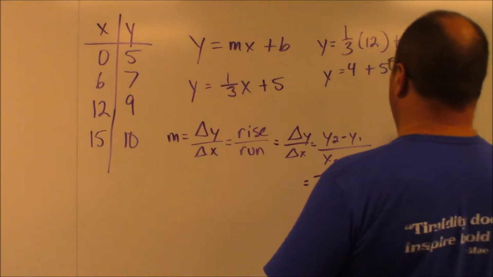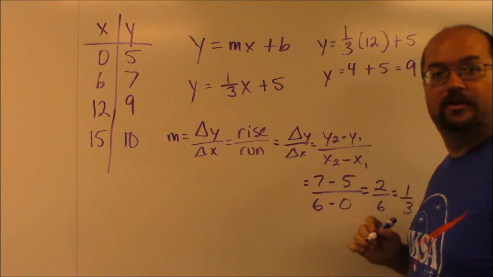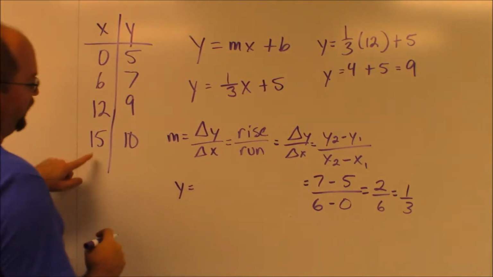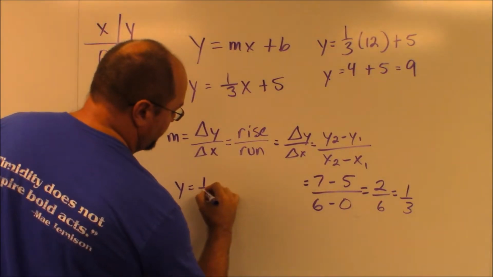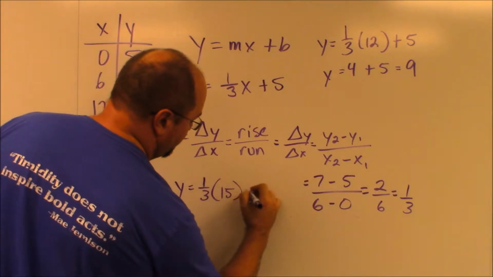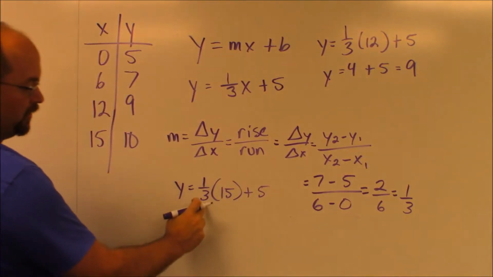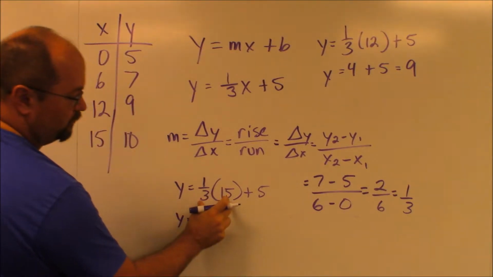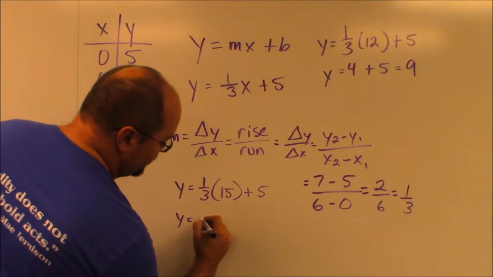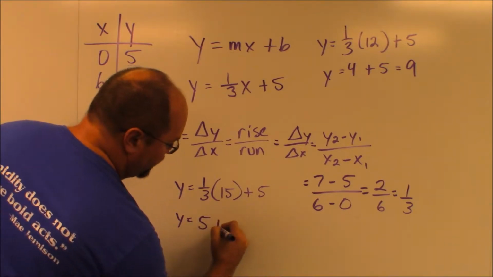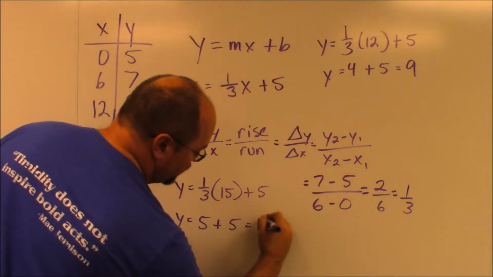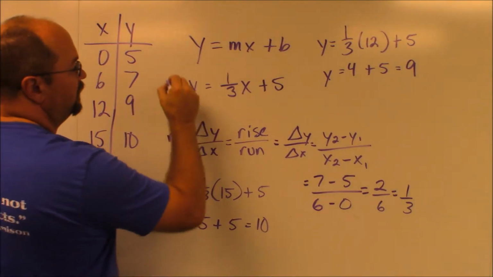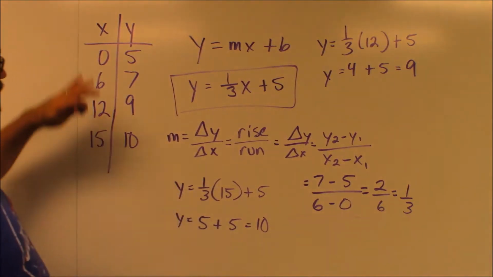And just for the sake of consistency, even though I'm almost out of room, let's do it down here. If x is 15, what would y be? So 1/3 times 15 would be 15 over 3, which would be 5, plus 5 is 10. So we verify that this is, in fact, the equation for this data set.